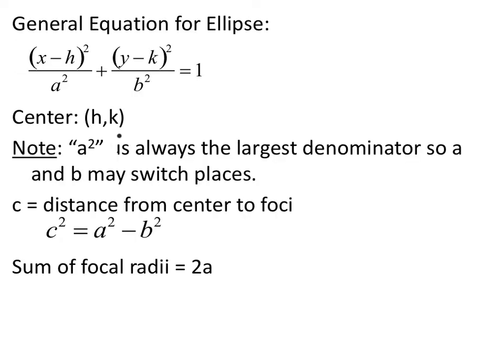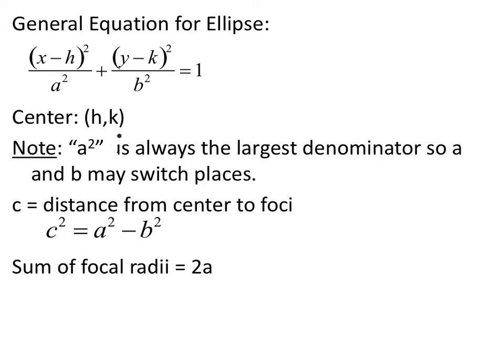For now, here's the general equation for an ellipse: x minus h quantity squared over a squared plus y minus k quantity squared over b squared is equal to 1, where the center is h comma k. The right side of the equation is always a 1 for an ellipse, and there's always a plus in the middle for an ellipse. A squared and b squared might switch places. A squared we always call the biggest number, so the larger denominator. So the a might be under the y or it might be under the x. Depending on whatever number is the biggest, that's the one we label as a.